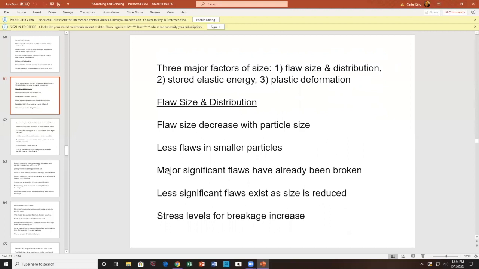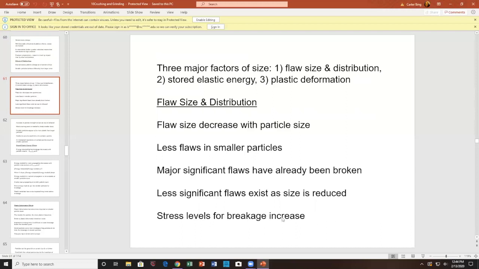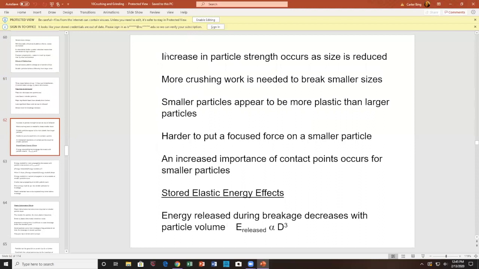The reason for that is the major significant flaws have already been broken. So what's left is less significant flaws, and as size is reduced, the stress levels for breakage increase. The material becomes tougher, right? Smaller particles are tougher to break because they have fewer flaws or less significant flaws. Increase in the particle strength occurs as size is reduced. More crushing work is needed to break smaller sizes. So this business about small being tougher. There you go.